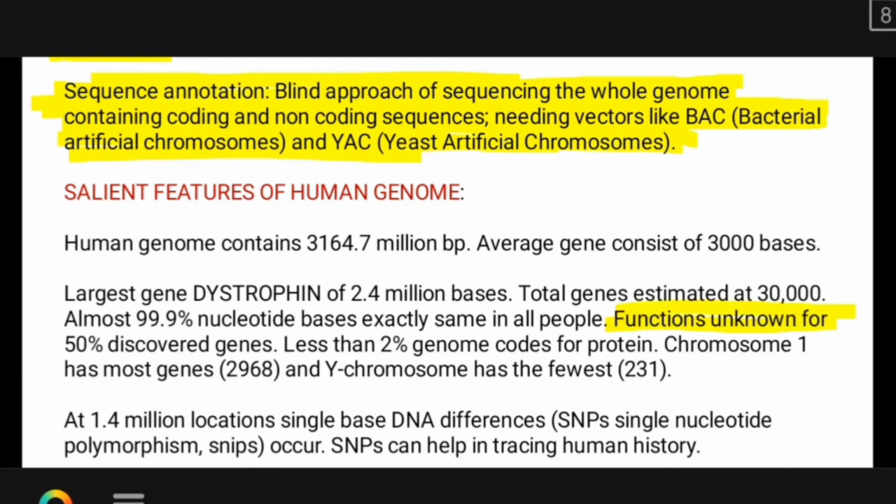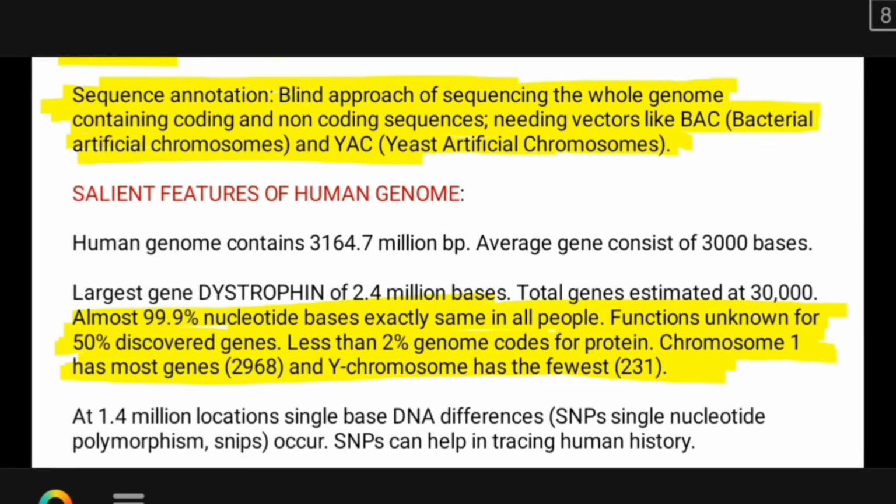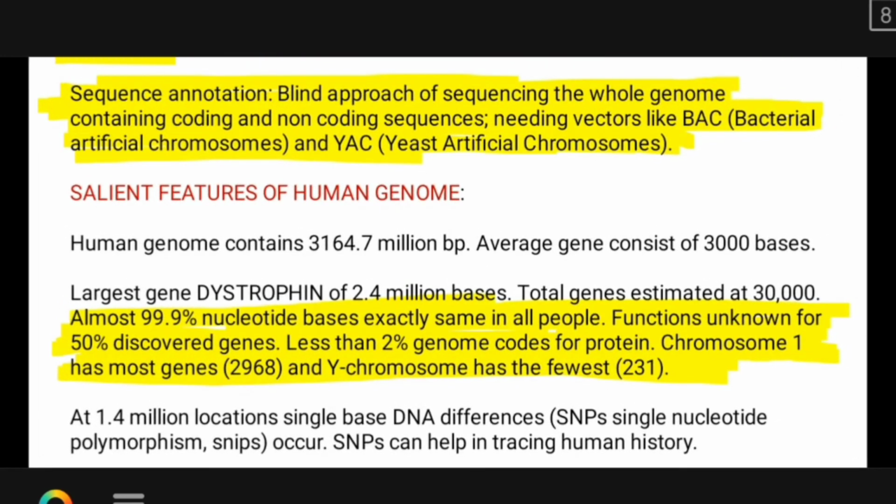Almost 99.9% nucleotide bases are exactly the same in all people, the function of over 50% of the genes discovered is unknown, and less than 2% of the genome codes for protein. Chromosome 1 has the most number of bases, 2968, and Y has the fewest, that is 231. At 1.4 million locations, single base DNA differences, also called SNPs or single nucleotide polymorphisms, occur. And SNPs can help in tracing human history.